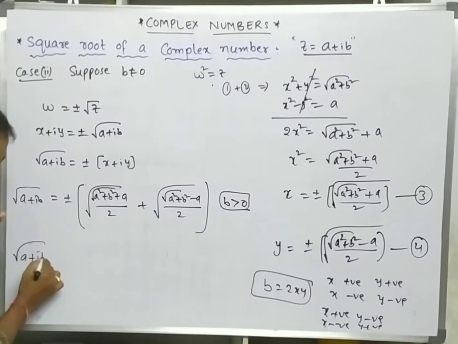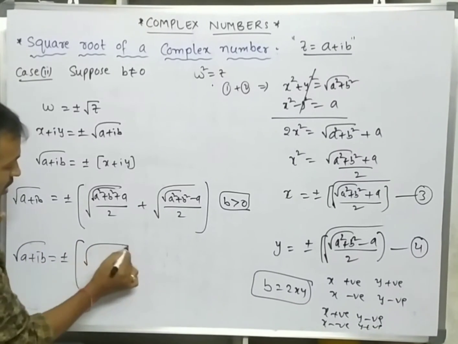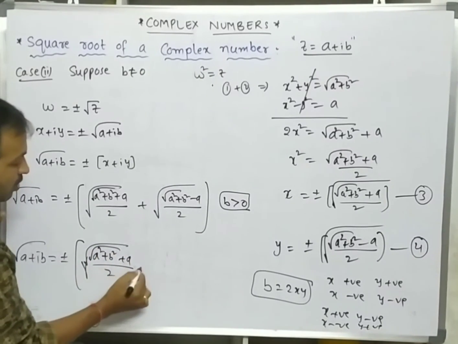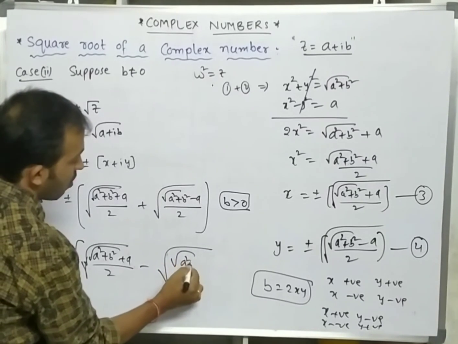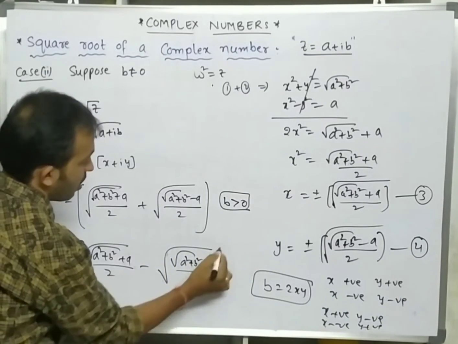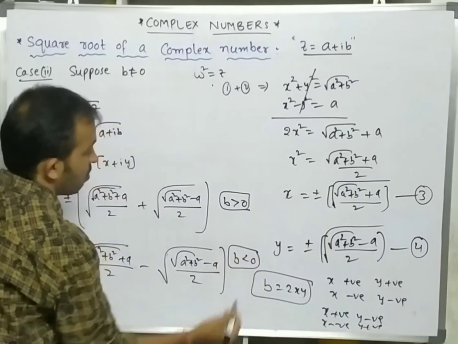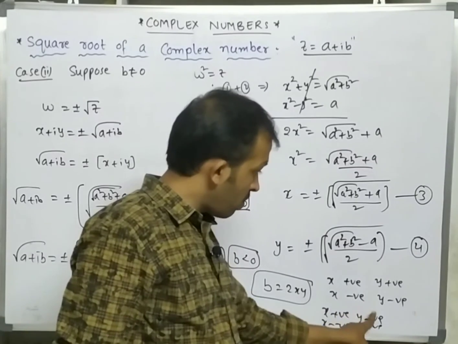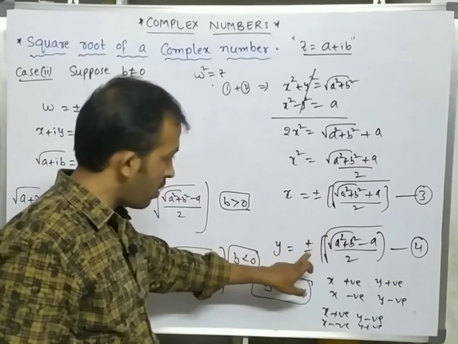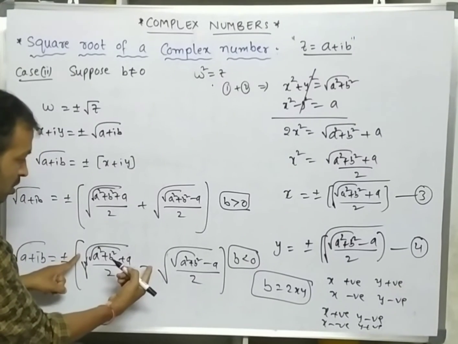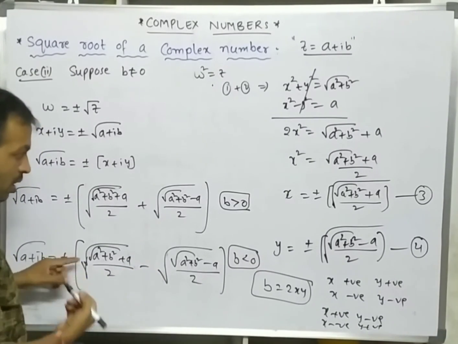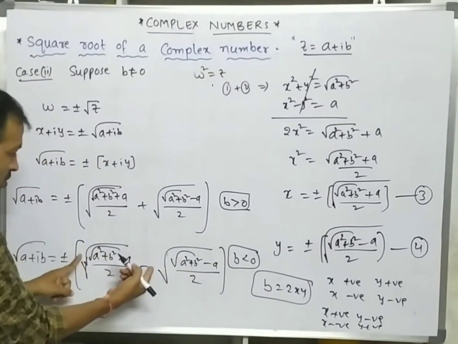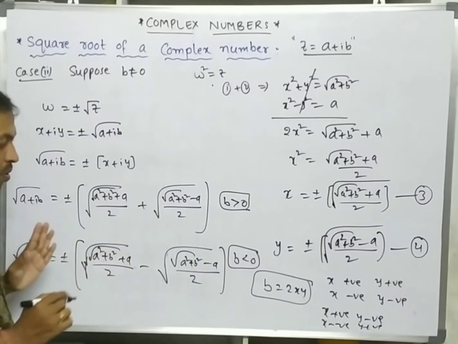And if they have opposite sign, it is plus root of a square plus b square plus a by 2 minus i under root of a square plus b square minus a by 2, if b is negative. Whenever b becomes negative, one is positive, one is negative. In another way, x is negative, y is positive, means negative, positive. Take minus as common, again we will get the same answer.